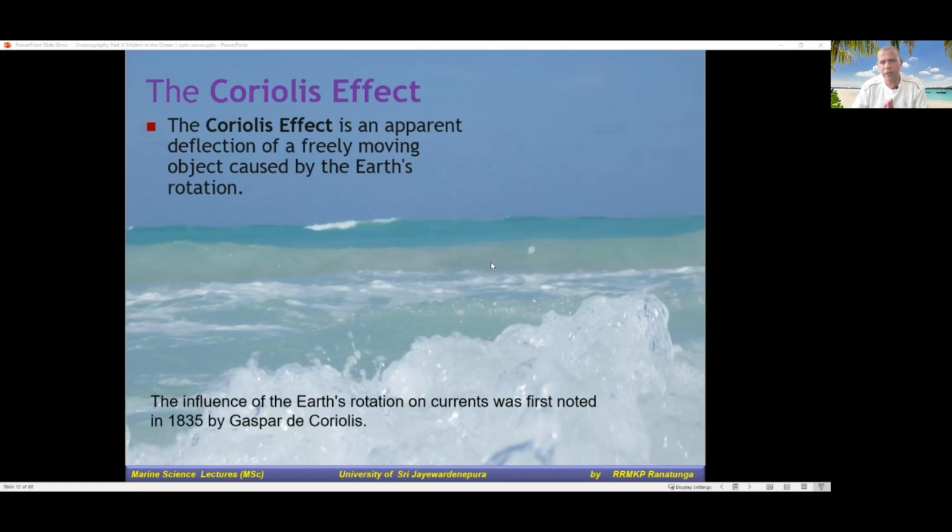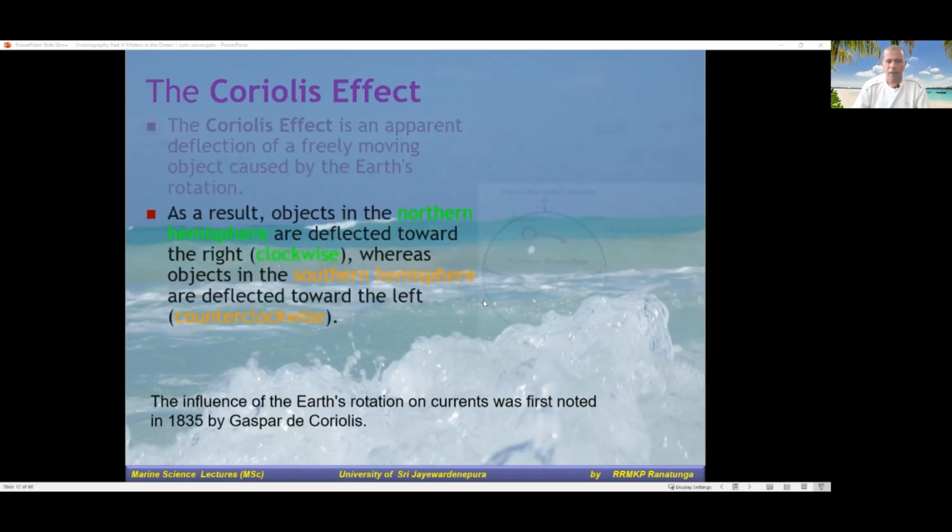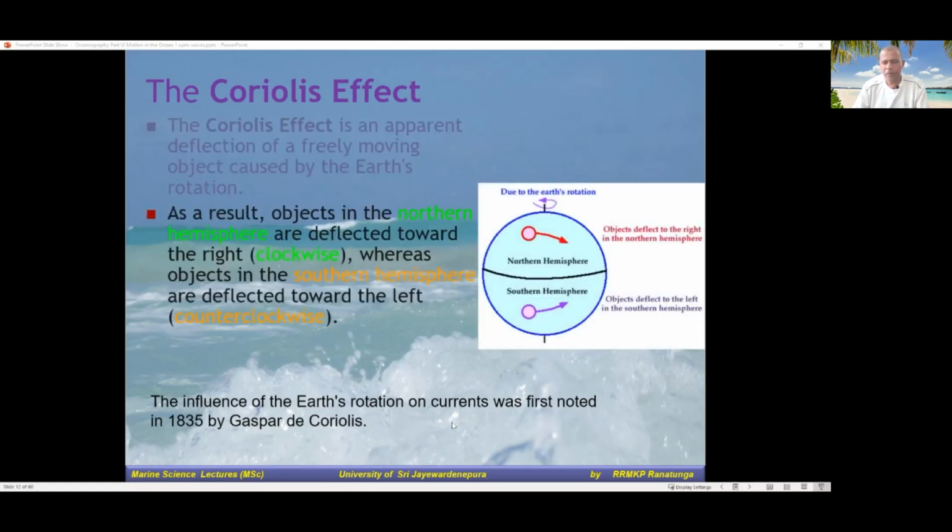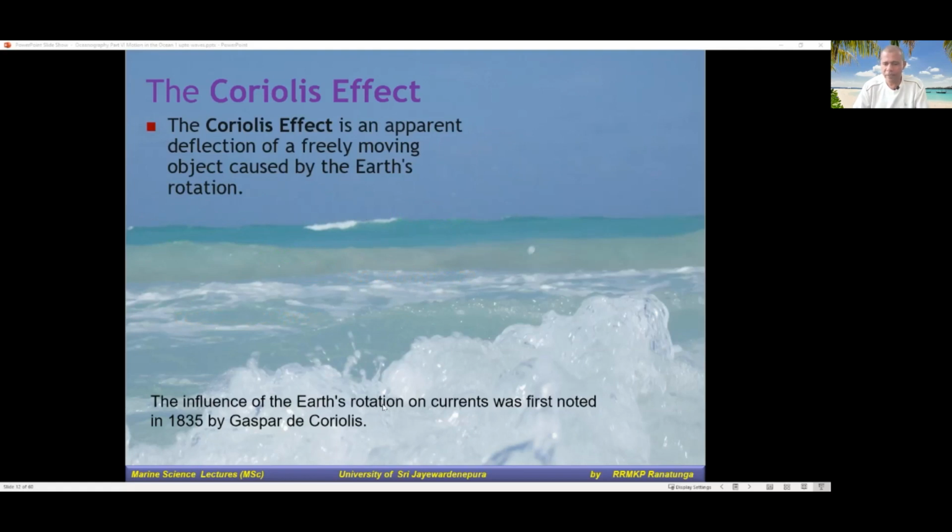So what is the Coriolis effect? It is the deflection or change in direction of any freely moving object, and that is because of the Earth's rotation, right? This is especially true in the air and in the water: when you are moving, the direction is going to change. This concept was brought by a French mathematician called Gaspard de Coriolis. That's why we call it the Coriolis effect or Coriolis deflection.